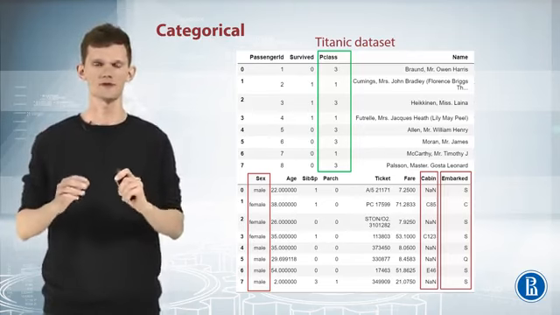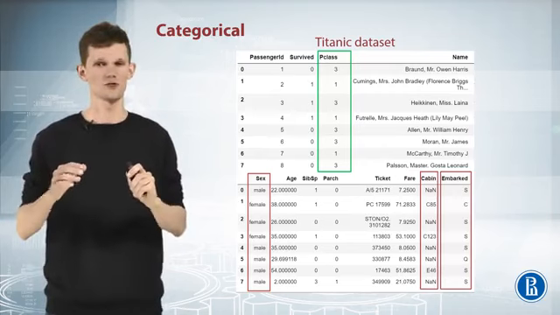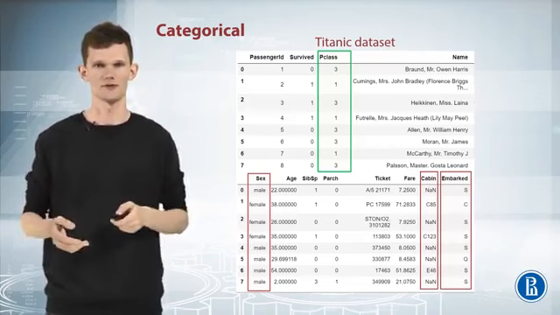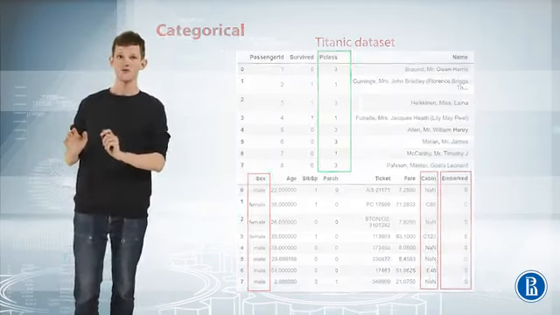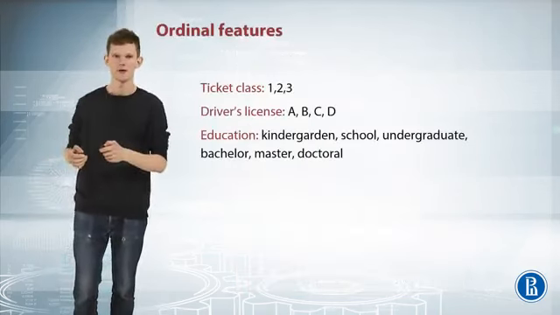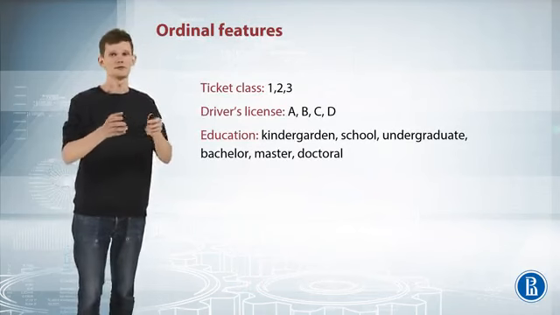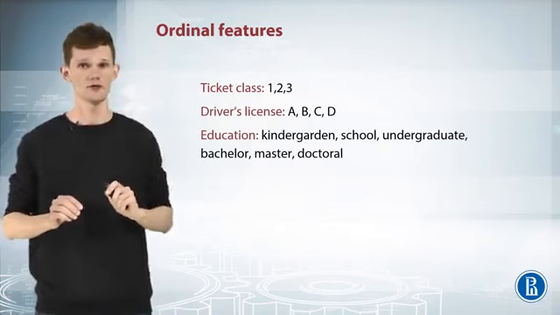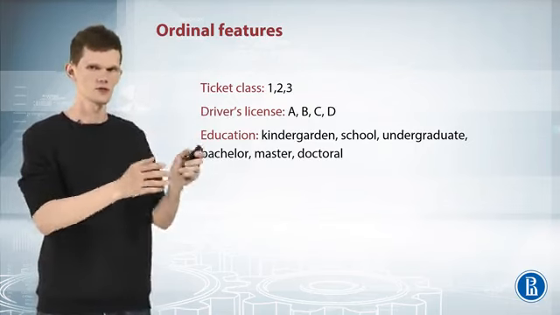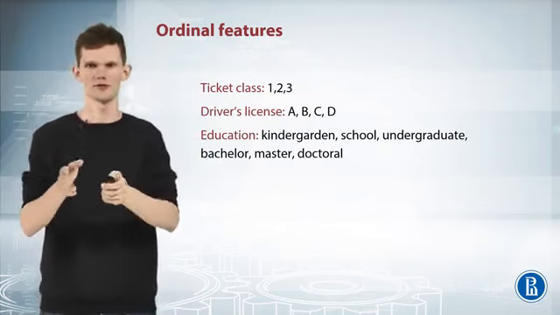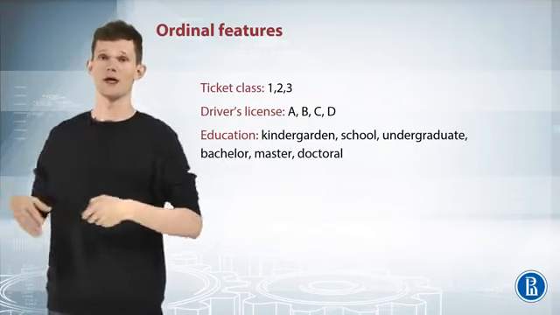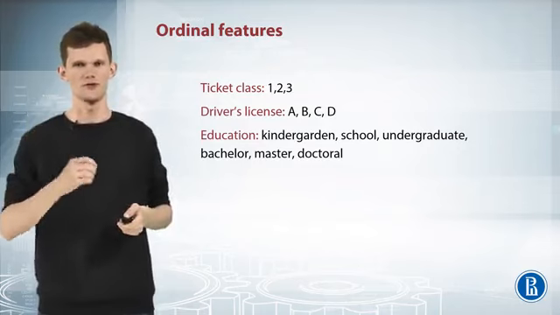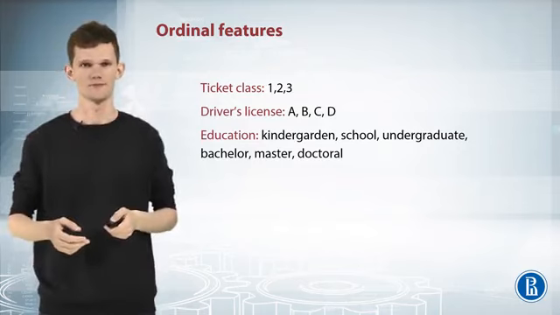As with numeric features, we can't sort unique values of ordinal feature the other way and expect to get similar performance. Another example for ordinal feature is a driver's license type. It's either A, B, C, or D. Or another example, level of education: kindergarten, school, undergraduate, bachelor, master, and doctoral. These categories are sorted in increasingly complex order, which can prove to be useful.